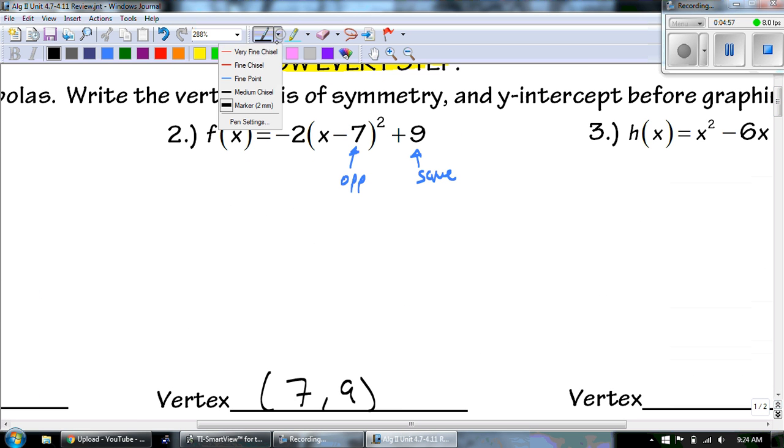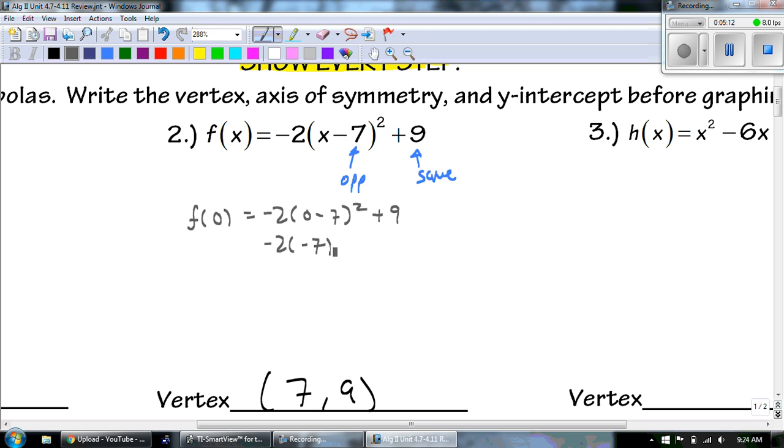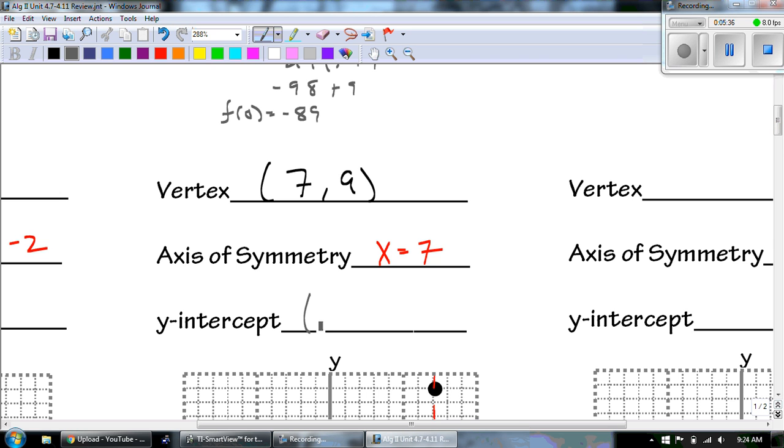Okay, now when we're finding the y-intercept, it's a little bit different here because we actually need to plug in 0. And it's a little bit more work because 0 minus 7 is negative 7. Negative 7 squared is 49. Negative 2 times 49 is negative 98. And then we get our final answer of negative 89. Okay, so it's not just whatever this outside number is. No, it's a lot more work than that. Okay, so our y-intercept is 0, negative 89.